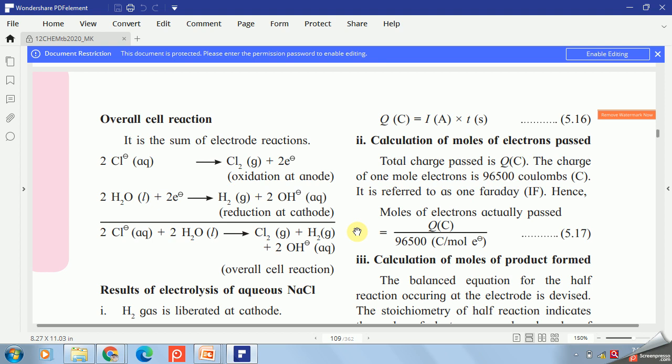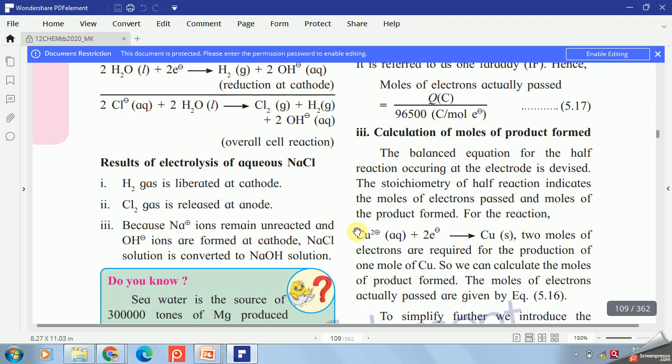So when you have to calculate moles of electrons actually passed, you have to take total charge passed divided by charge on 1 mole of electrons. Then the third one is calculation of moles of product formed. The balanced equation for the half reaction occurring at the electrode is derived, and the stoichiometry of the half reaction indicates the moles of electrons passed and moles of product formed. For example, when Cu²⁺ ion in aqueous solution gains 2 electrons, it gets converted to copper solid. Here 2 electrons are gained, so 2 moles of electrons are required for production of 1 mole of Cu. Here 1 is not written, but it is considered as 1.